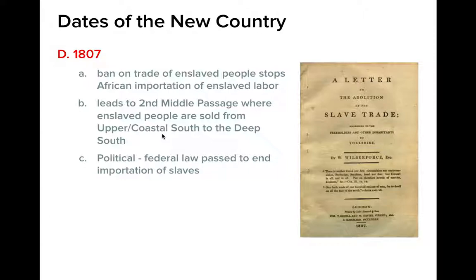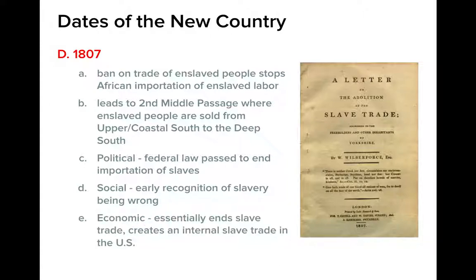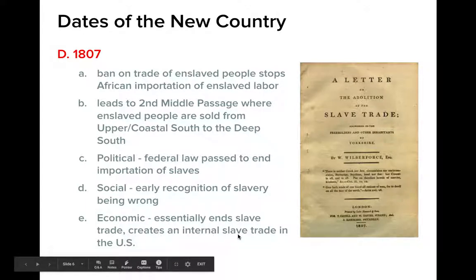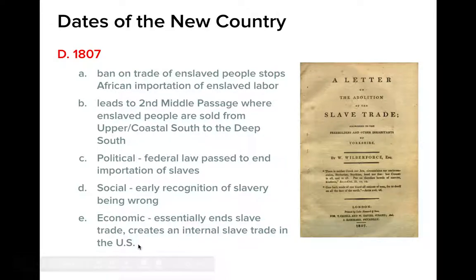This is a political factor because a federal law is passed to end the importation of enslaved people. It's a social factor because there is early recognition of slavery being wrong. So the fact that they're making this law that ends the importation of enslaved Africans is an acknowledgement that maybe slavery is a moral evil. Not maybe, it is, but they're beginning to acknowledge that it is. And E, it's an economic factor, it essentially ends the slave trade and creates an internal trading of enslaved people within the United States. So already enslaved labor that exists in the coastal South is now being traded to the deep South, and this tears families apart.